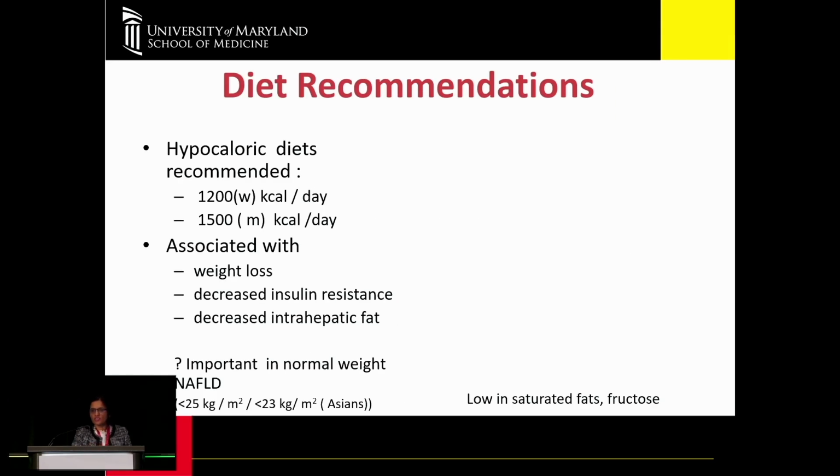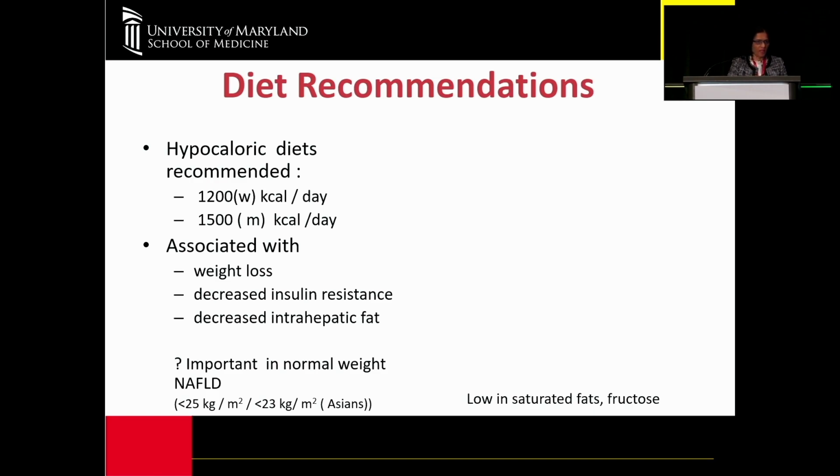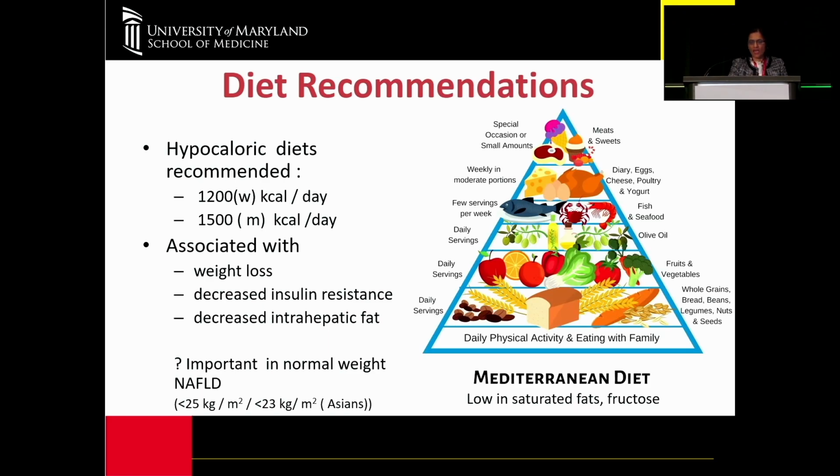The diet recommendations in NASH on the surface seem very simple. Obviously, you need to take in fewer calories, 1,200 calories a day for women, 1,500 for men. And this has been shown to be associated with weight loss, with decreased insulin resistance, as well as decreased intrahepatic fat. And it appears to be important in normal weight NAFLD, which I don't think we'll have time to get to today. And the Mediterranean diet is the one that has been most studied in NAFLD. It's low in saturated fats, does not have any dietary fructose, and is high in whole grains.